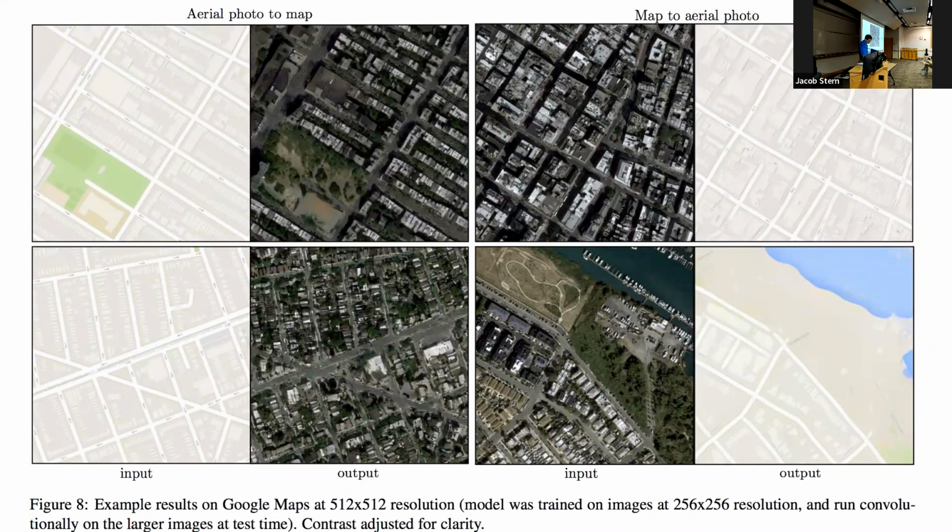So these are some example results of a network trained to do aerial photo to map, and then the reverse problem. For my completely uneducated eye, I kind of know what a Google Map should look like. I'm not really sure what a satellite image should look like, but it seems like both of them are doing pretty well.